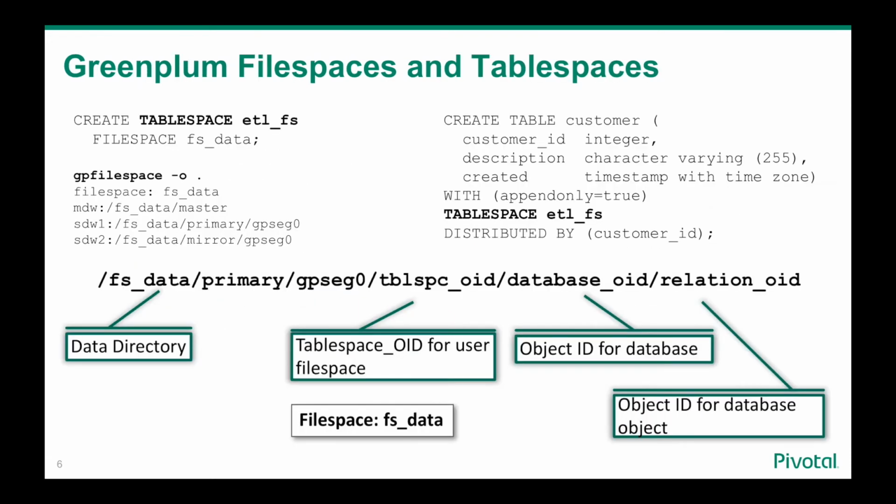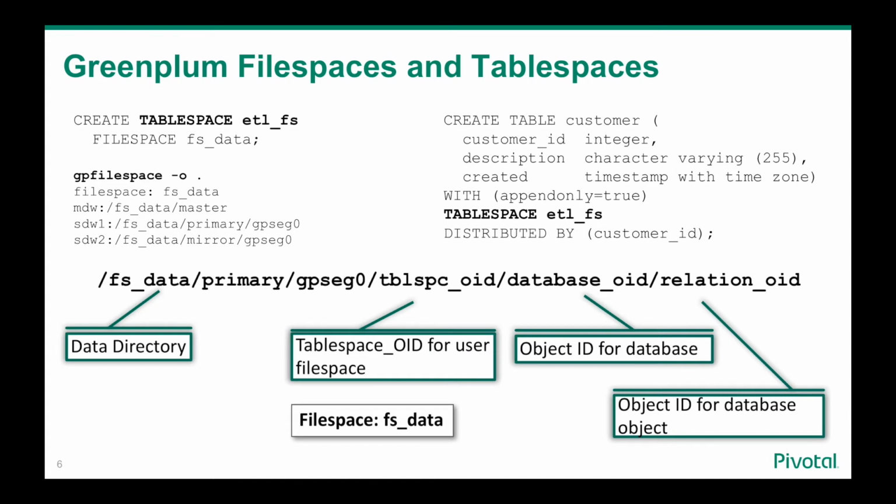To create a file space, use the gpfilespace utility. At creation time, the administrator supplies a name for the file space and a physical path for the master, primary, and mirror database segments to use for database object storage. Once created across the cluster, the administrator then creates a logical table space that maps to the previously created file space.